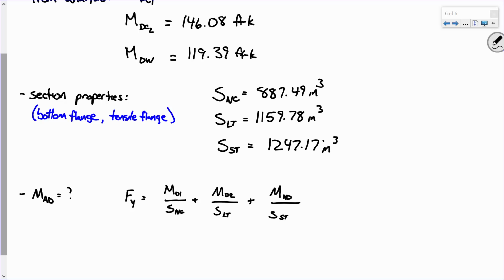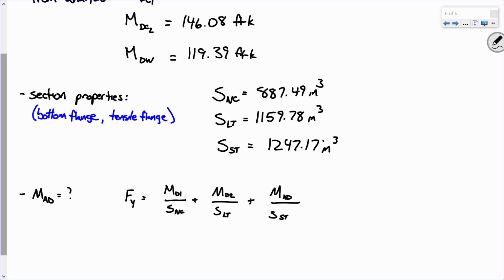But one final thing we've got to throw in there, and that's our load factors. When we compute yield moments, we're typically looking at a strength limit state. So if you recall, for DC, the load factor was 1.25, and for DW, the load factor was 1.5. Remember that? The Strength 1 load combo? So this is what we've got to do.